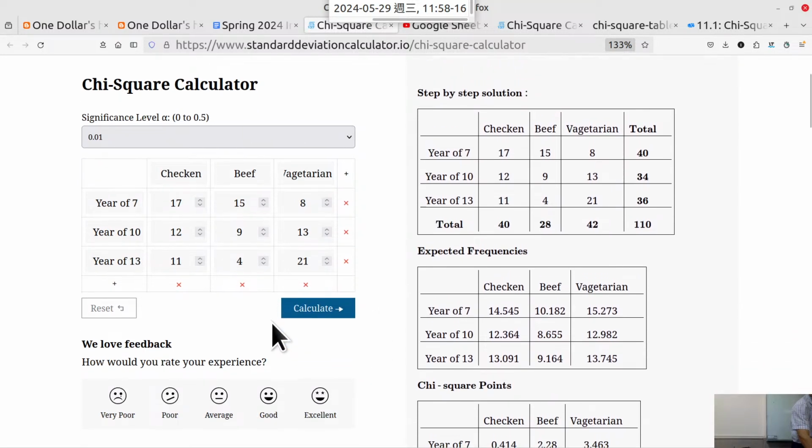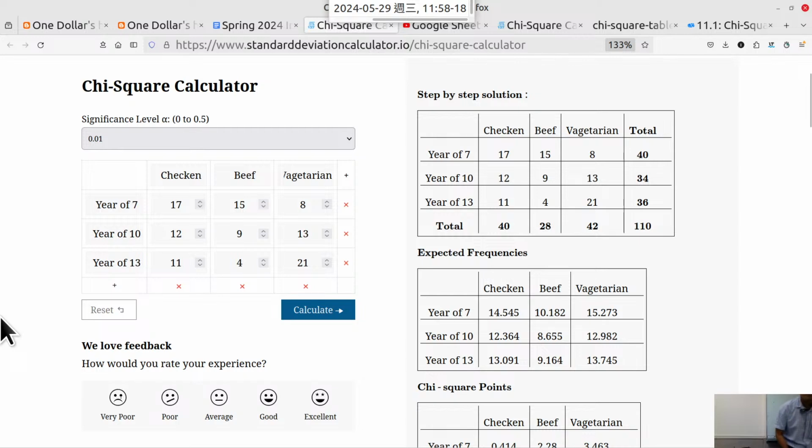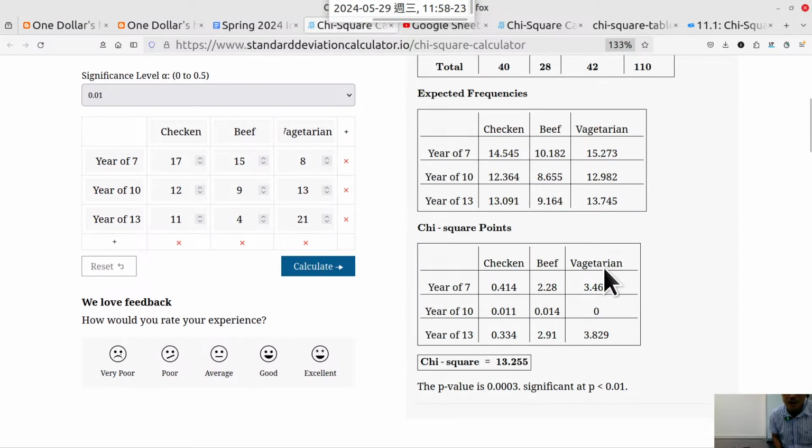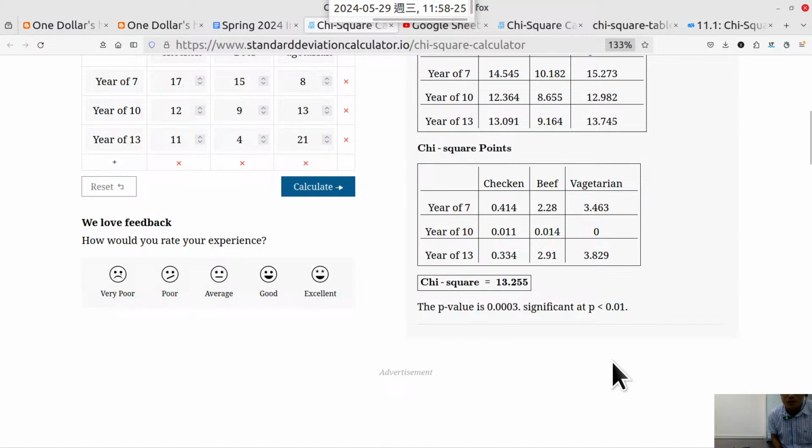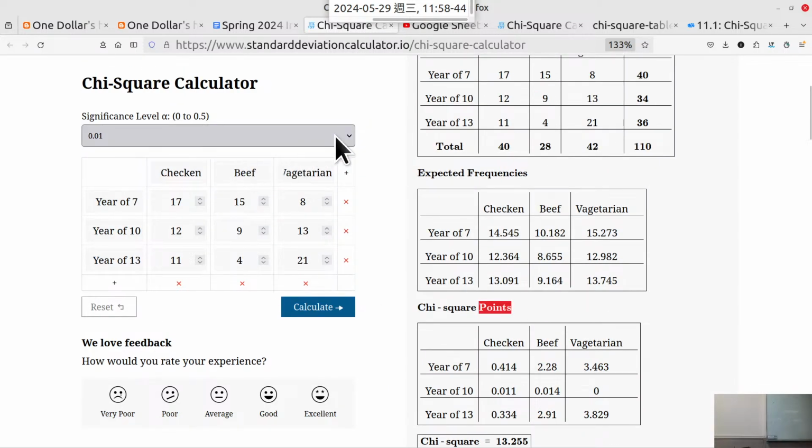Then see the numbers are here. Then it tells you the chi-square points is this. The final score is 13.255, close to our calculation, 13.3, right? And the p-value is 0.0003, significant level. Sure, if you set the level at 0.05, that's also okay.